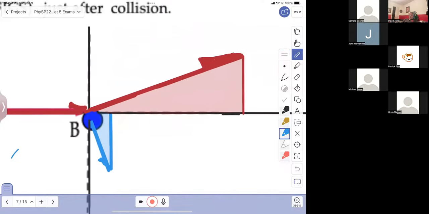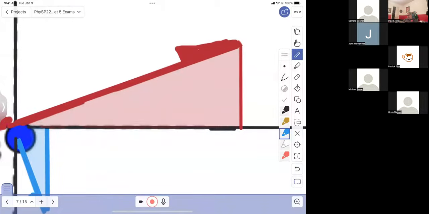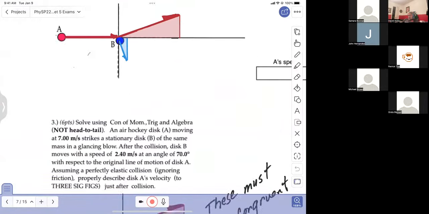Well, obviously, we said that these angles are complementary. So that red, this right here, must be 20 degrees, okay? Because they're complementary, only in this shortcut situation. Okay, let's go to the next slide.